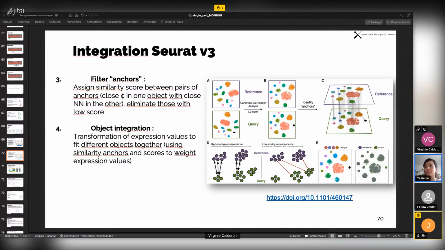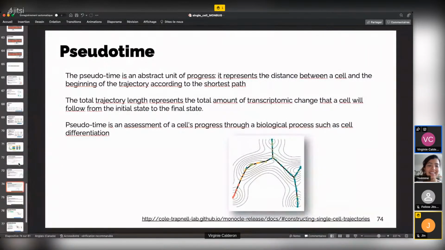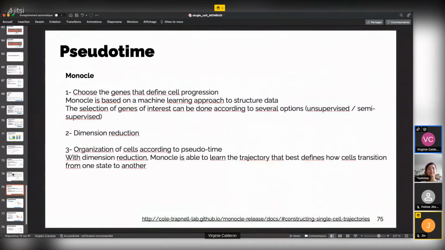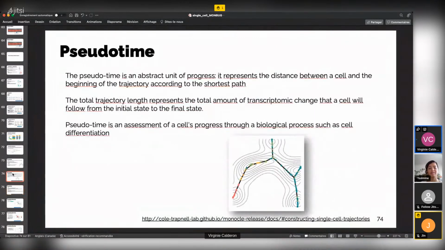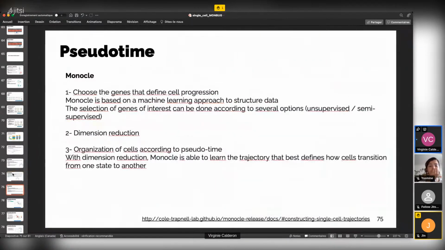We have one last question from Benoit Fissé. He said, slides 74 and 75. Everybody's curious. 74 and 75. Yeah, 74 is about the definition of pseudotime. I was going quickly on that one. And 75 is how Monocle works.